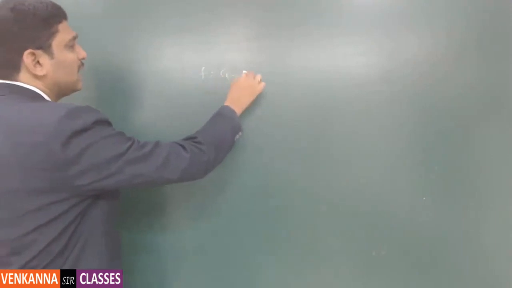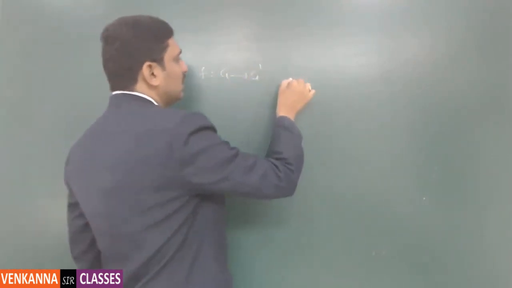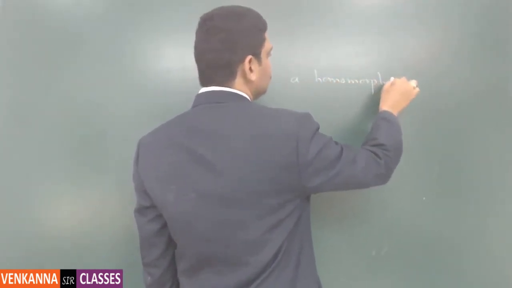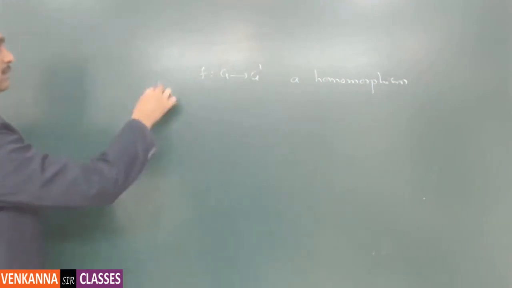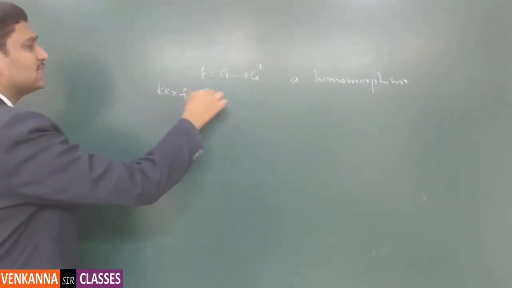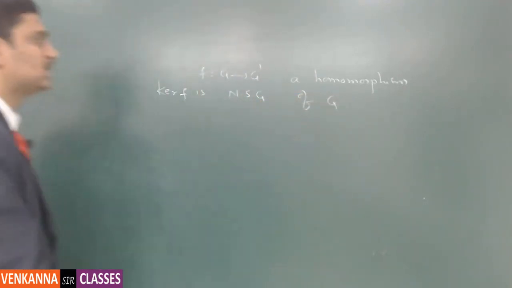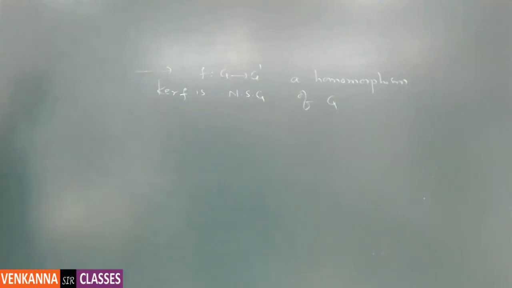First of all, if you take f from G to G dash, a homomorphism, then kernel f is a normal subgroup of G. This is one result which you need to understand. Please take a note of this, which we will discuss now how to prove. So if you take a homomorphism from G to G dash, then the kernel of the homomorphism is always a normal subgroup of the domain.